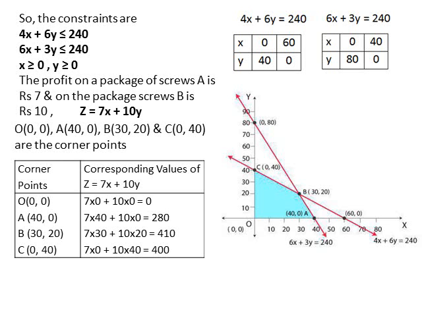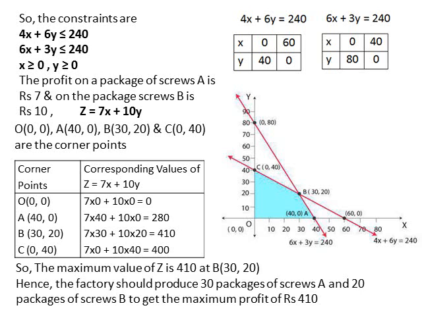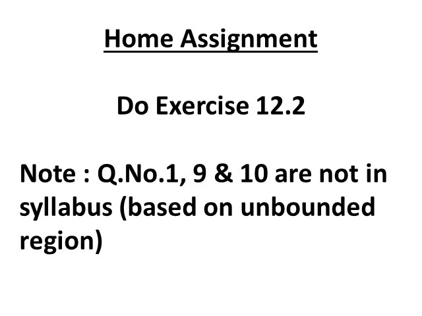At the point O, value of Z is 0. At the point A, value of Z is 280. At the point B, value of Z is 410. At the point C, value of Z is 400. So, the maximum value of Z is 410 at the point B. Hence, the factory should produce 30 packages of screw A and 20 packages of screw B to get the maximum profit of rupees 410.